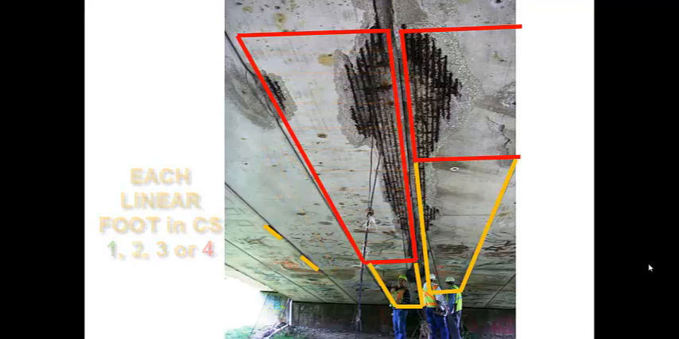Here's portions that would probably remain in condition state 3. And again, there could be one linear foot in condition state 4. That means there's going to be a structural review or analysis. And it just so happens this structure was closed shortly after this inspection.